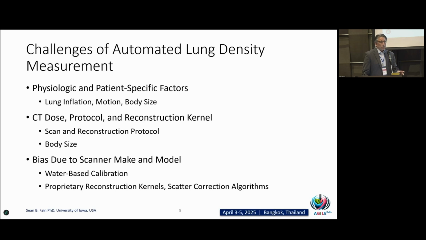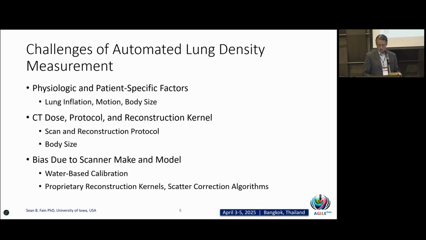And then a third element of variability is bias due to scanner make and model. So water-based calibration is used. Commonly, that does not include a very careful calibration in the low density regions of air and low tissue density that are associated with emphysema. And in addition to that, proprietary reconstruction kernels and scatter correction algorithms can be inconsistent across scanner vendor makes and models.